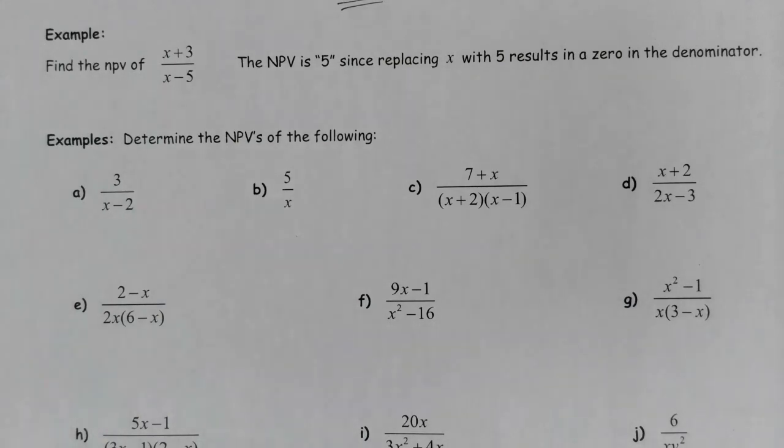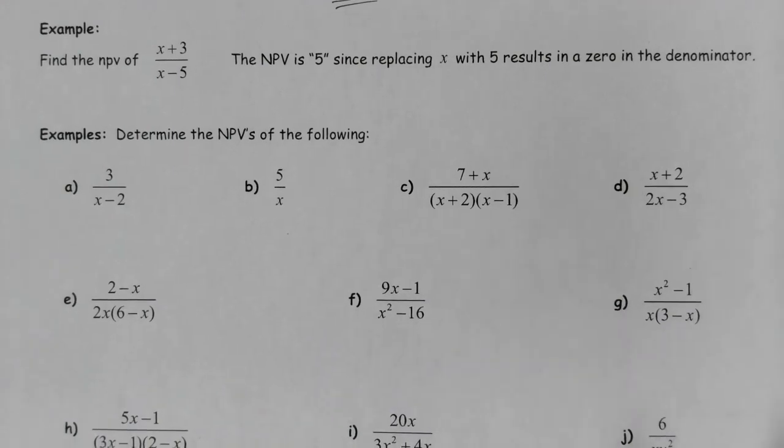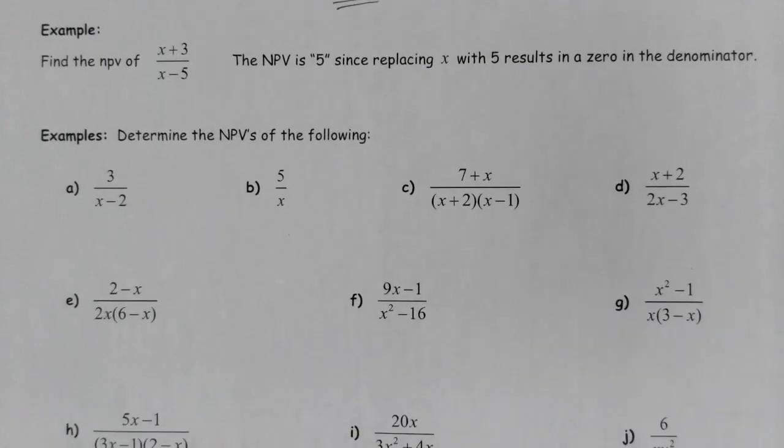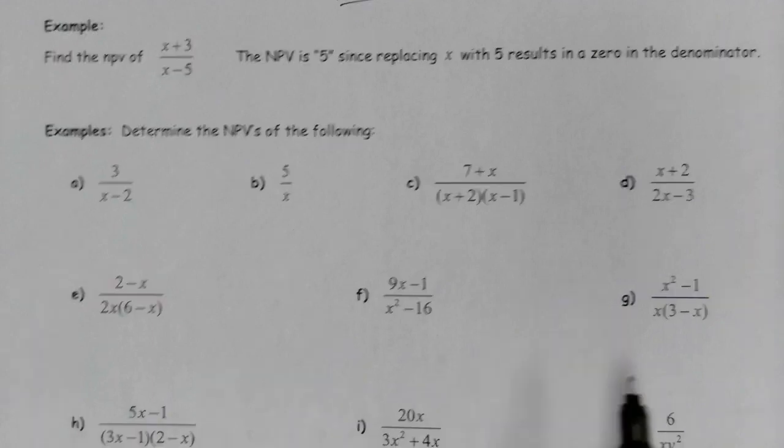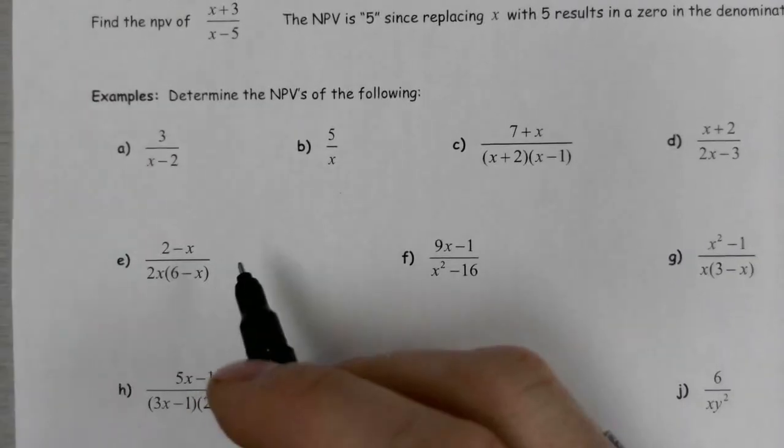0 minus 5, which is negative 5, and that's okay. Having a result of 3 over negative 5, that's fine. So please don't make that very predictable assumption that 0 is automatically non-permissible when it's not. It has to do with how it affects the value of the denominator.